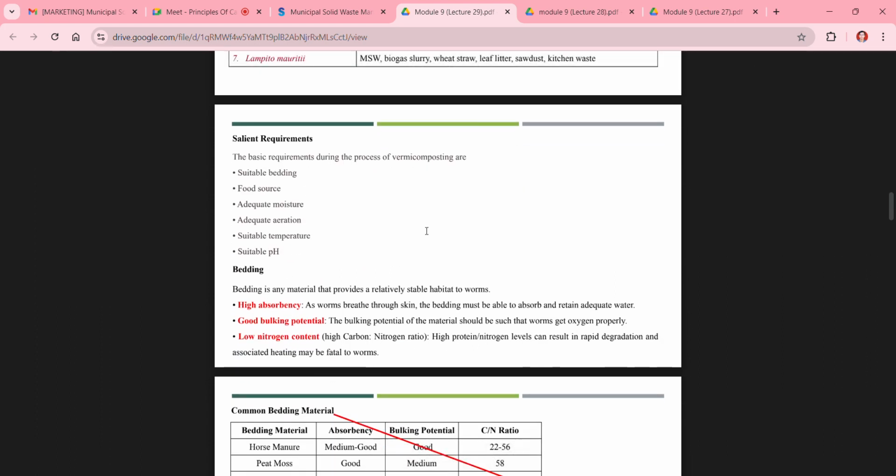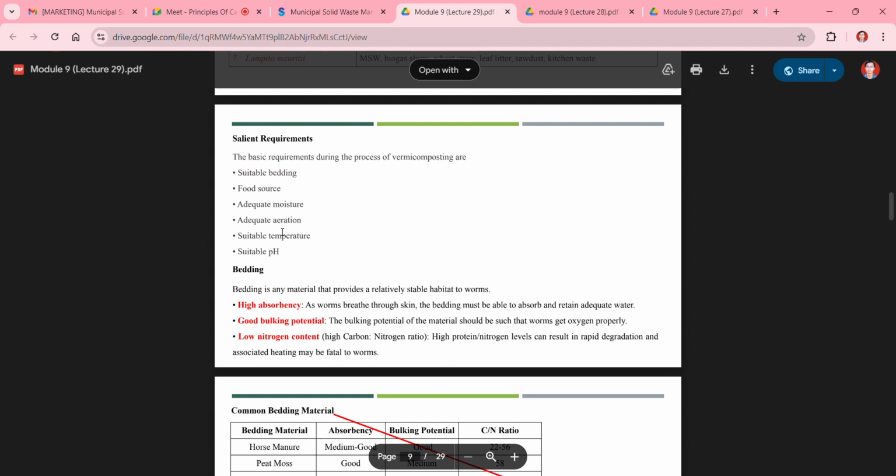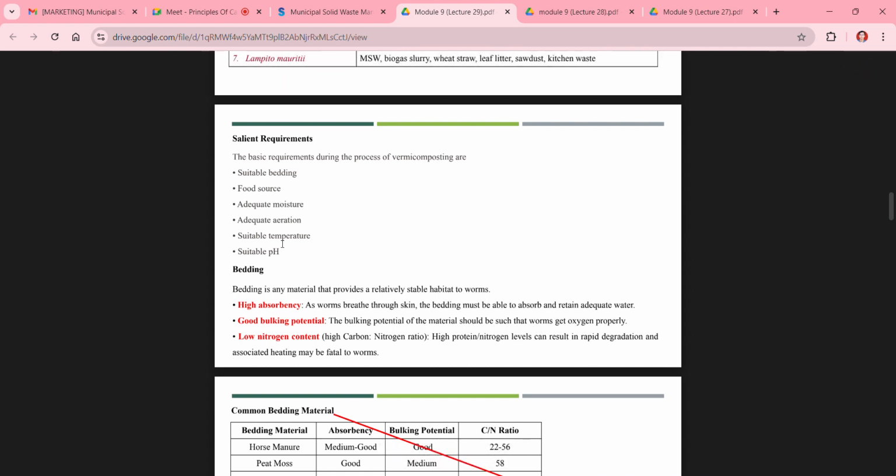Then there are some basic requirements during the process of vermicomposting which need to be kept in consideration, like suitable bedding. We have to provide a food source for the worms. Then adequate moisture should be there. That moisture should be around 60 to 70% in the solid waste material for the proper vermicomposting process. Then adequate aeration should be there. Suitable temperature around 40 to 50 degrees Celsius. Then a suitable pH range of around 5.5 to 7.5.